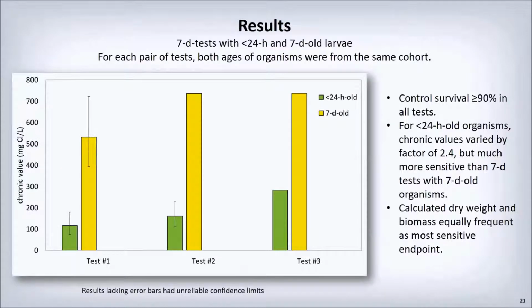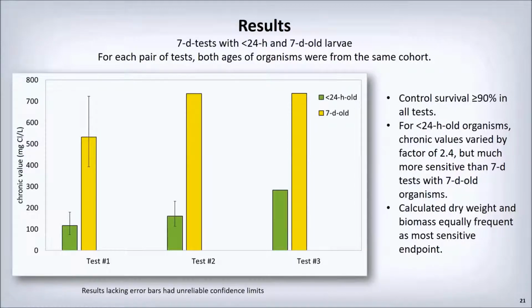So to look at some results, this is just 3 different tests. The green bars are where we started with less than 24-hour-old organisms. The yellow bars are where we started with 7-day-old organisms. Both of these are 7-day tests, and it's just 3 iterations of the test. The values shown on the y-axis are the most sensitive endpoint, the EC20. Half of the tests it was dry weight, and half it was biomass, which was the total dry weight of all the organisms alive in the test. So it was never survival.